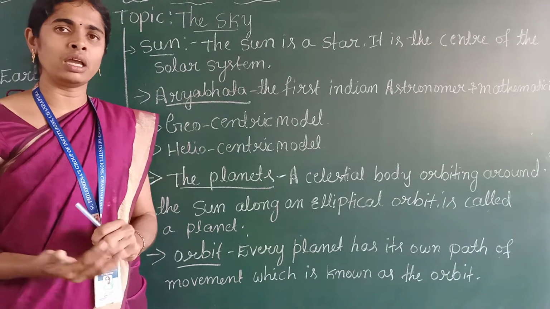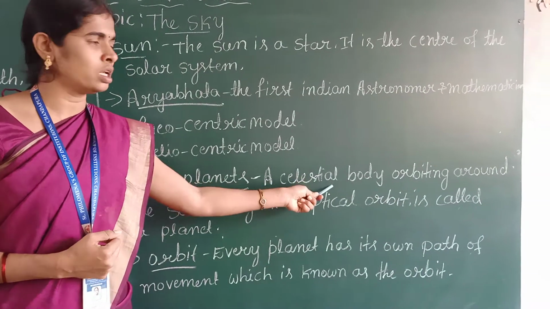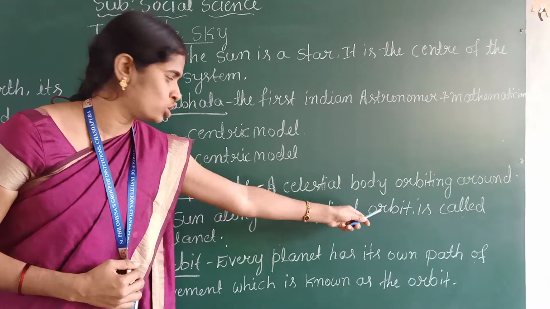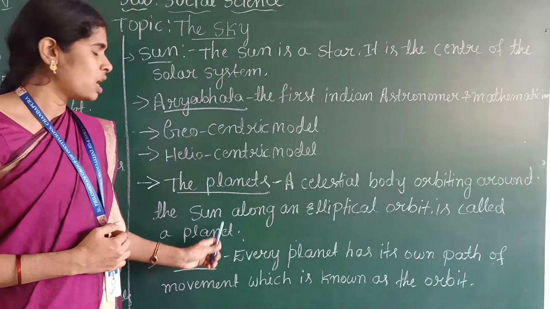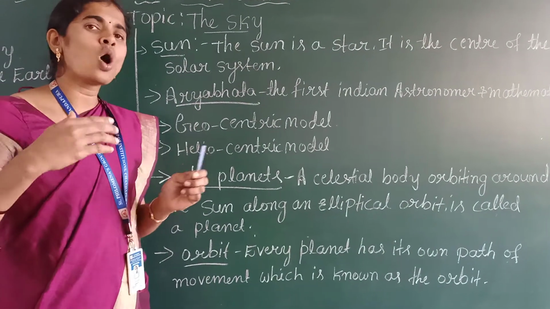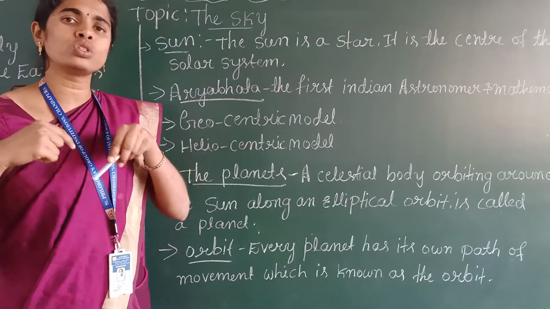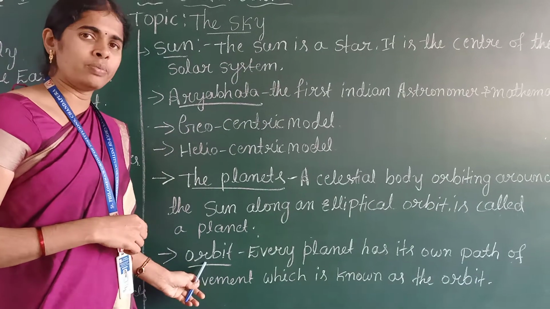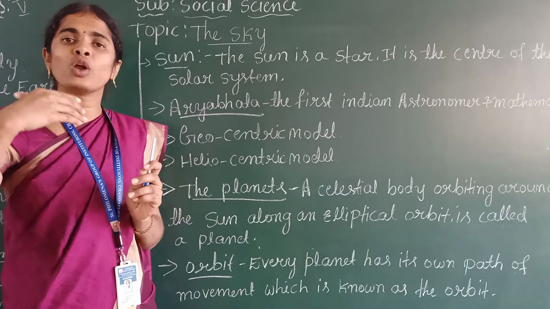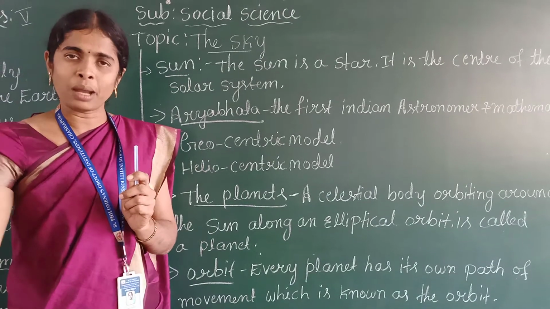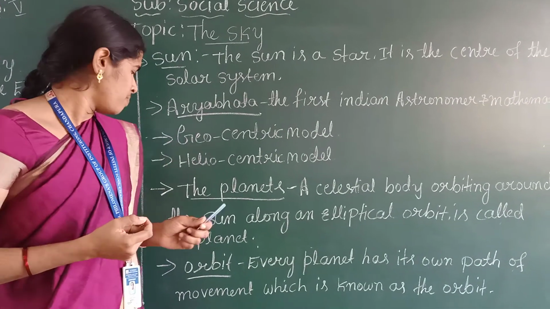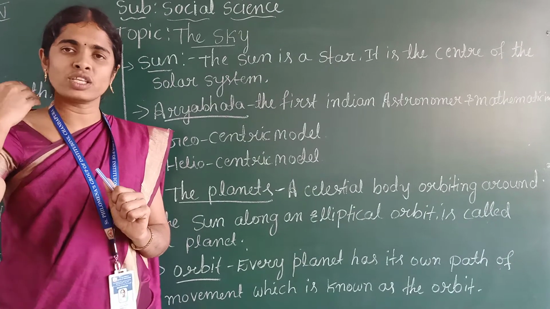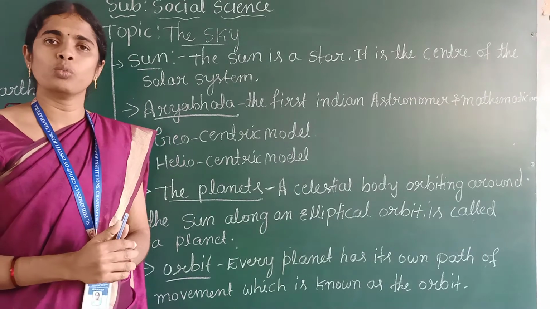What is a planet then? A celestial body orbiting around the sun along an elliptical orbit is called a planet. Every planet has its own path of movement around the sun. That is called an orbit. The curved path followed by a planet while orbiting the sun is called an orbit. And the earth also has its own path of movement.